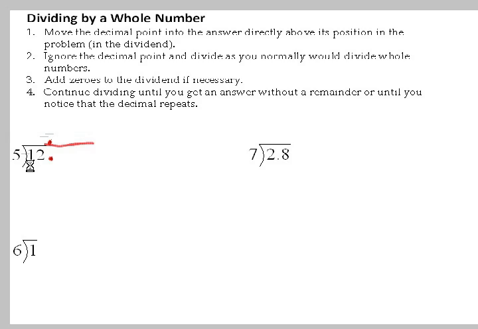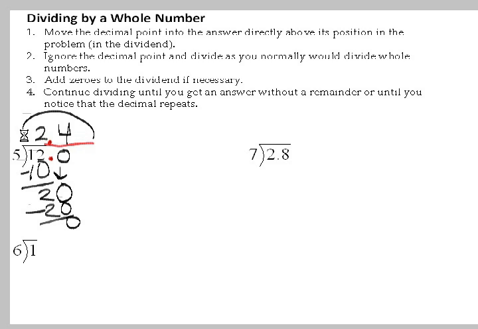5 doesn't go into 1. 5 goes into 12 two times. 2 times 5 is 10. Subtract. We have 2 left over. So we're going to add a 0, bring it down, and then how many times does 5 go into 20? 5 goes into 20 4 times. 4 times 5 is 20. Subtract, and we have nothing left. So we're done with this problem. Our answer is 2.4.